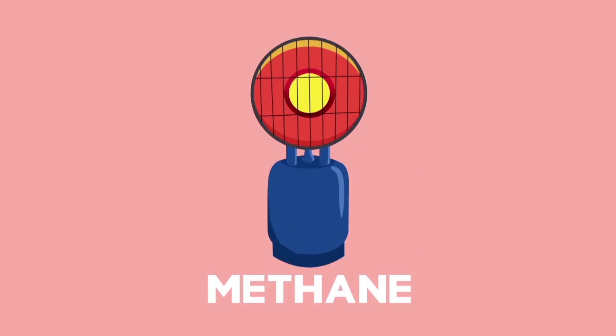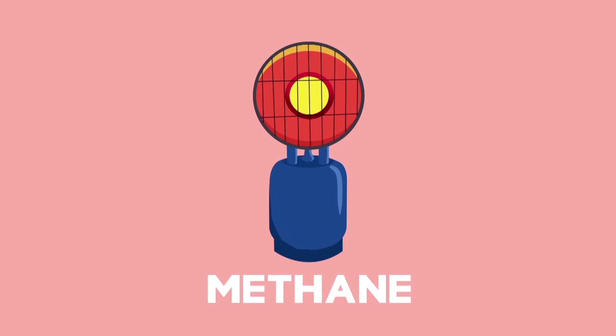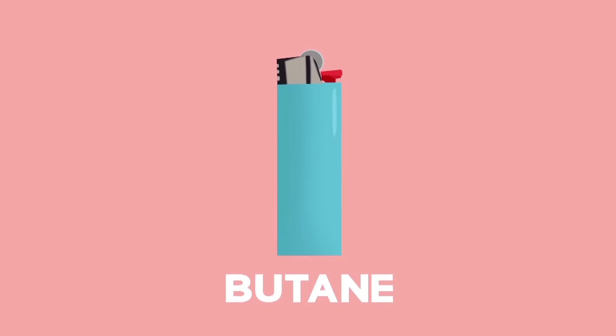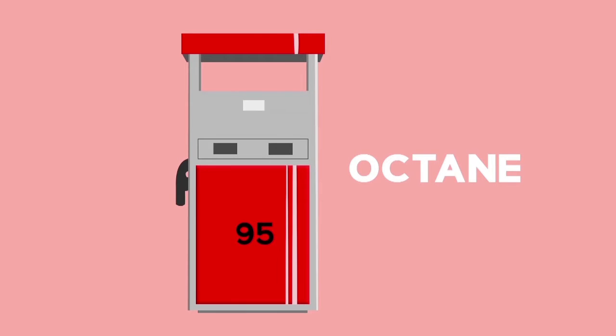Methane is used in gas stoves in your science lab or gas heaters in your home. Butane is a lighter fuel that is found in cigarette lighters. And octane is a component of petrol.